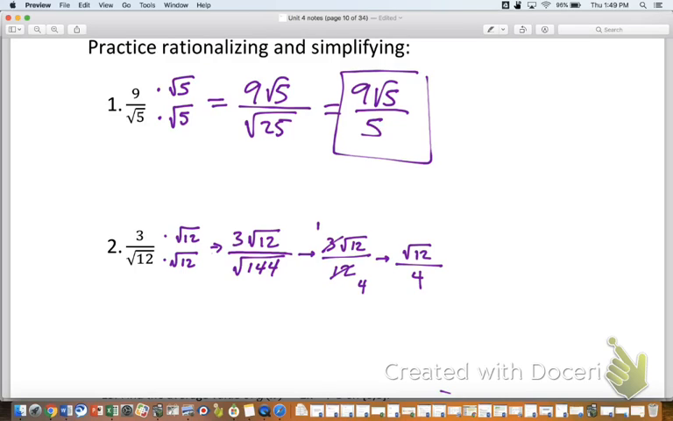The truth of the matter is, there's a little bit more we could do, because this said practice rationalizing and simplifying. It's not all the way there yet, is it? Anybody see it? The square root could be simplified. Check, yeah, that's right. We can break it down into prime factors. So the square root of 12 is really the square root of 2 times 2 times 3.